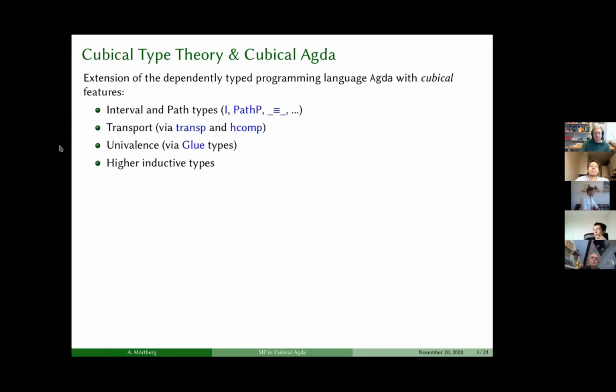Then there are a few more things. Transport, you can think of as an algorithmic way of rewriting goals or changing things. If you have a path between X and Y, you can replace all the X's in your term by Y. And this is done in a purely algorithmic, constructive way. Then univalence is proved using something called glue types that I won't talk more about, but they're there. And then also these higher inductive types.